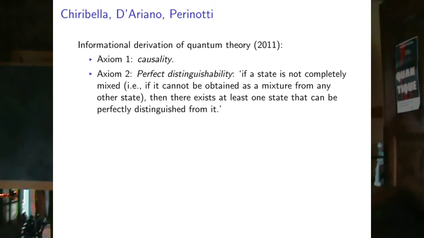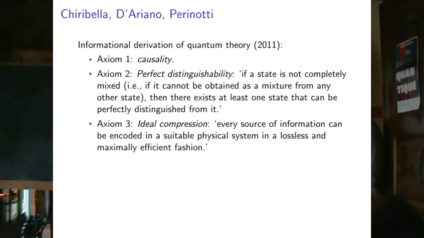Axiom 2. This is just a direct quote from the paper. If a state is not completely mixed, i.e. if it cannot be obtained as a mixture from any other state, then there exists at least one state that can be perfectly distinguished from it. So I'm going to make this a bit more concrete later. Then axiom 3 is their version of a filter axiom, which allows them to reduce to simpler systems. Every source of information can be encoded in a suitable physical system in a lossless and maximally efficient fashion. So again, I'm going to make this more precise later.